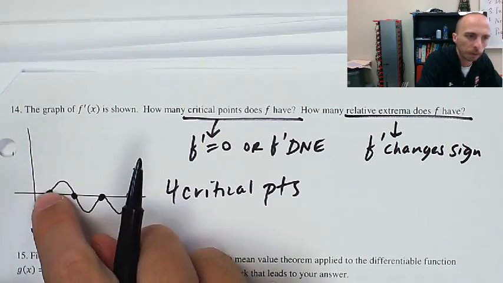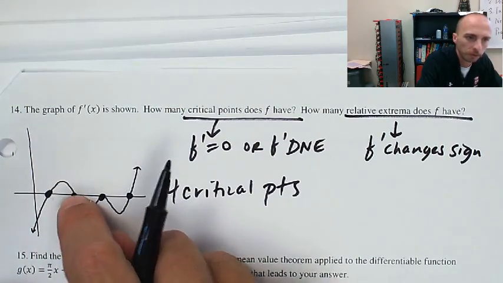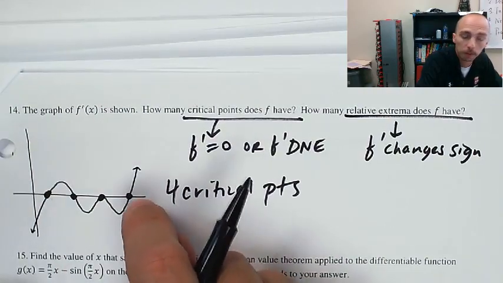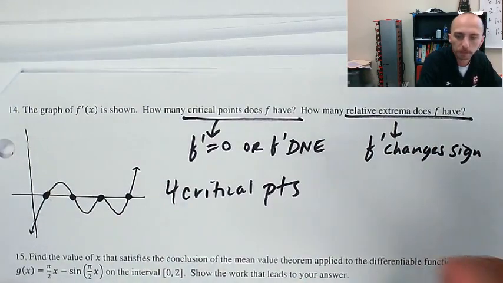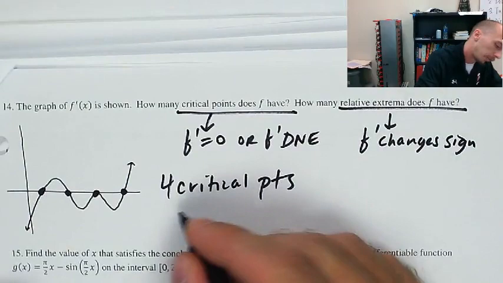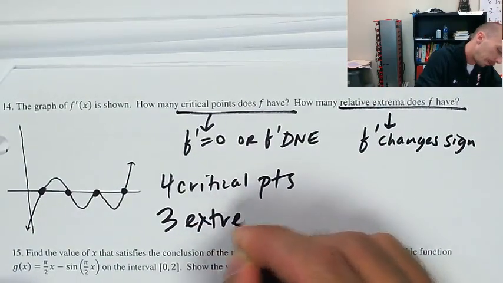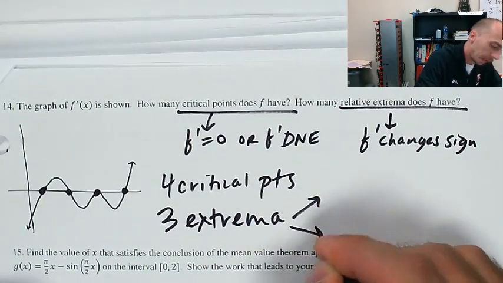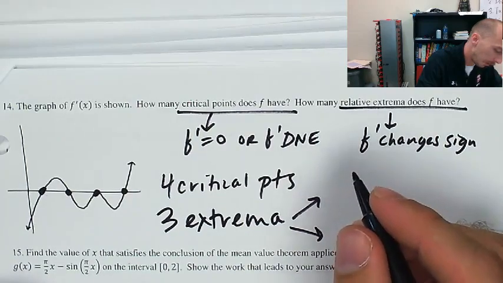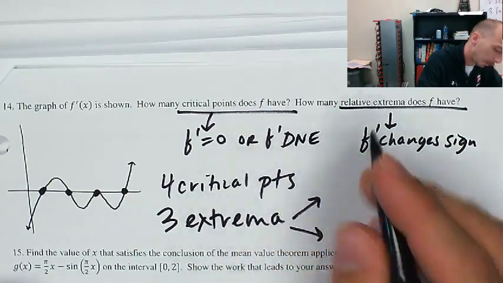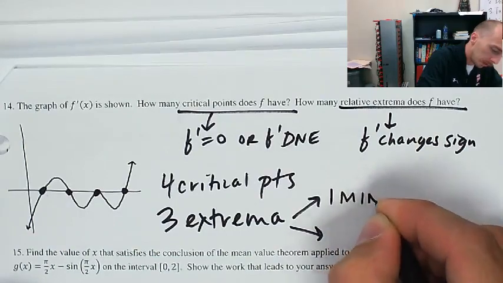So here's a relative minimum. There's the location of a relative maximum on the original f. And then that's the location of a relative minimum on f. All right, so I'll say 3 extrema. Just in case you were interested in knowing, that's 1 maximum and 2 minima.